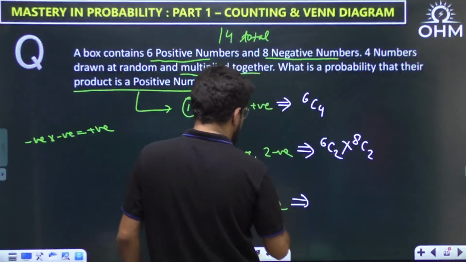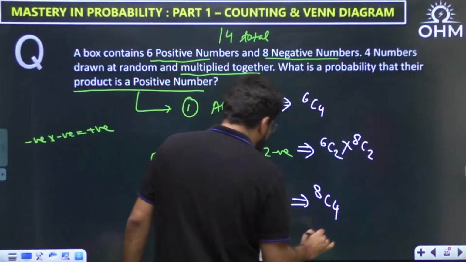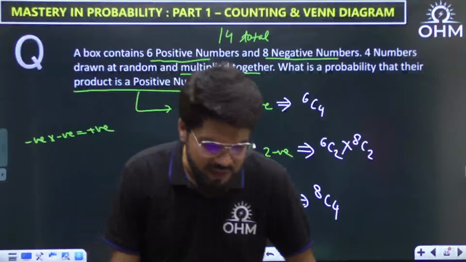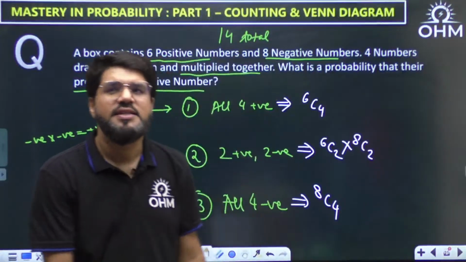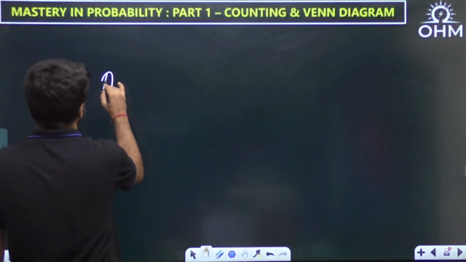In how many ways can you select four negative numbers out of how many? There are 8 negative numbers. So in how many ways can you select four negative numbers out of 8? 8C4. That is 8C4. So now what is the answer?